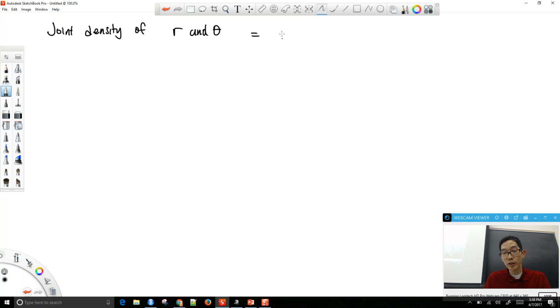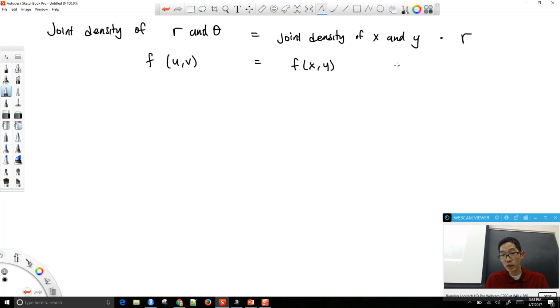Again, we want the joint density of r and theta. This is going to be equal to the joint density of x and y times what we figured out, r. Basically, this is f of u and v, which is equal to f of x and y times the Jacobian function of x and y inverse. So the joint density of x and y. Well, this is easy because x comes from the standard normal. x and y both come from the standard normal.